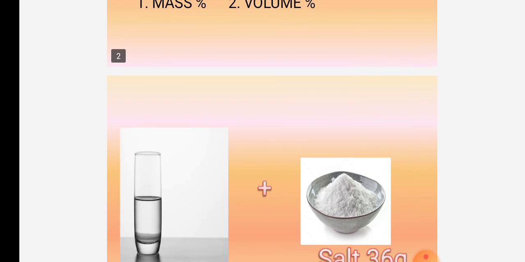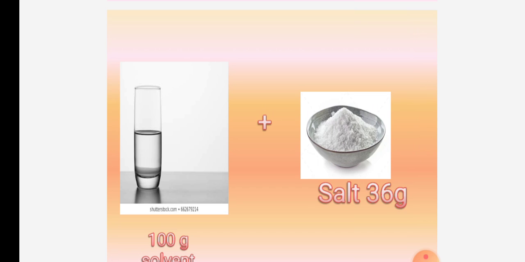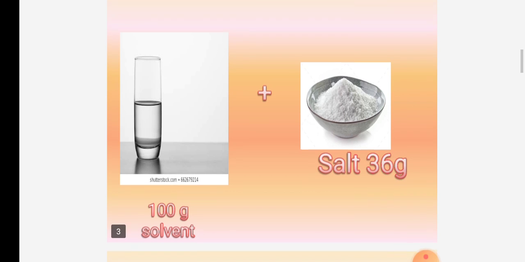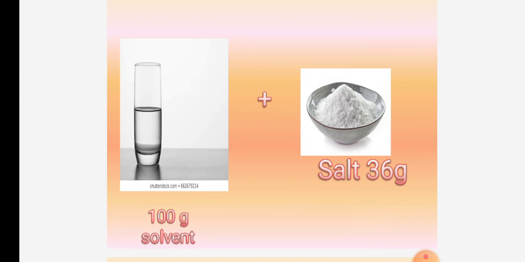So what we are going to do is prepare a solution. How do we prepare a solution? We have taken 100 grams of solvent and we have also taken 36 grams of a salt, that is nothing but our solute. Imagine we are preparing a solution. What is the solution? It is a mixture of solvent and solute.